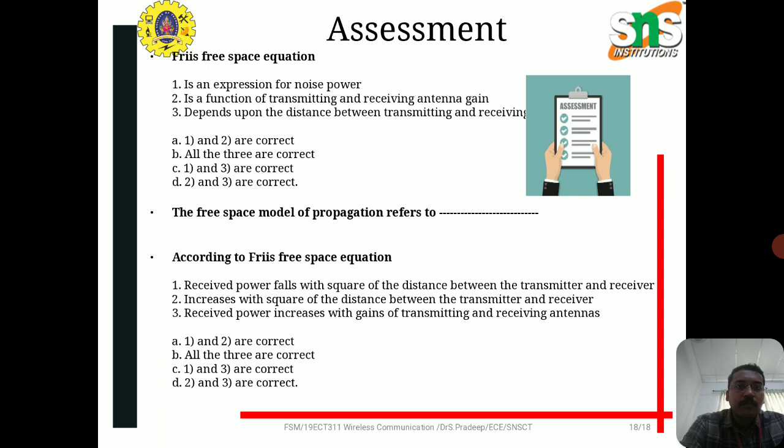Assessment questions. What is the free space equation? The free space model of propagation refers to, according to the Friis equation, which one is the correct answer?